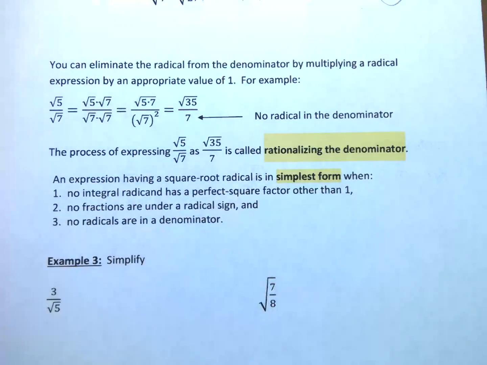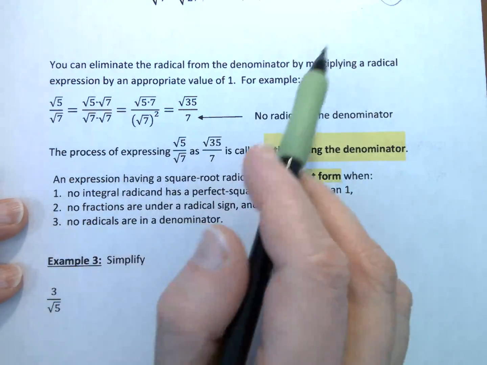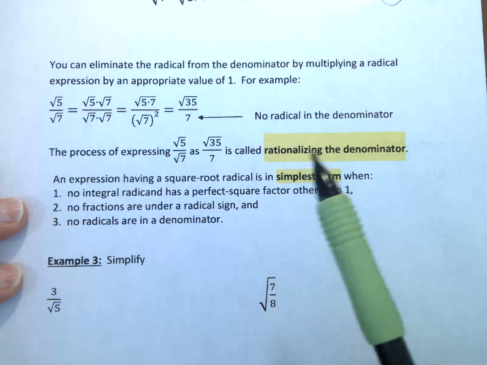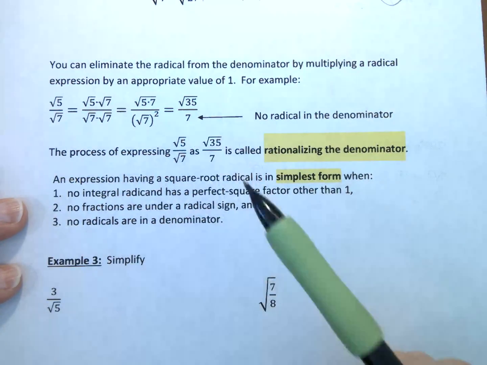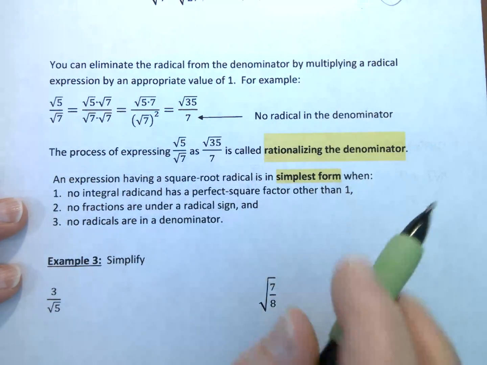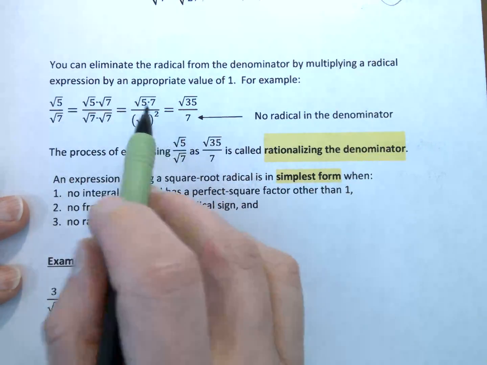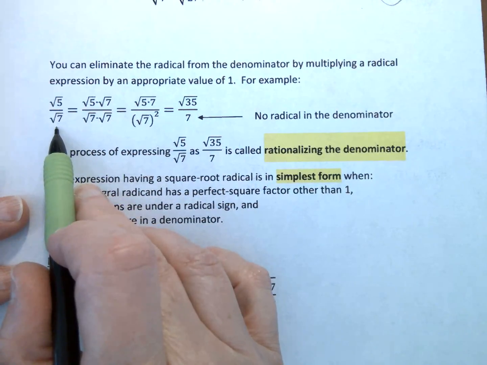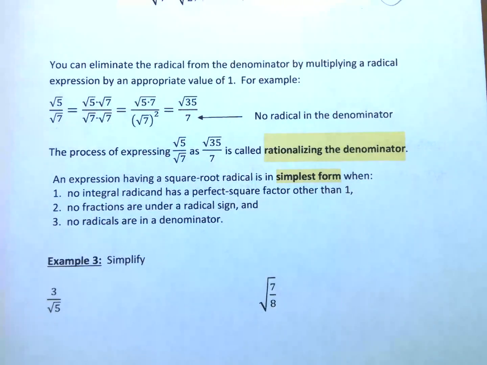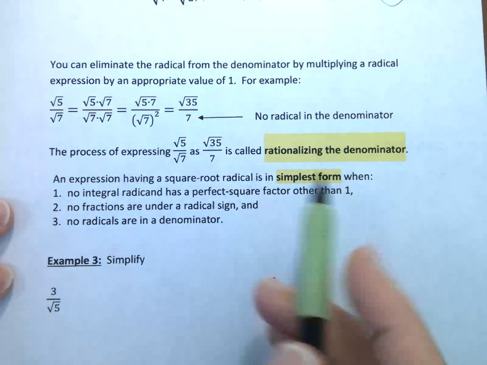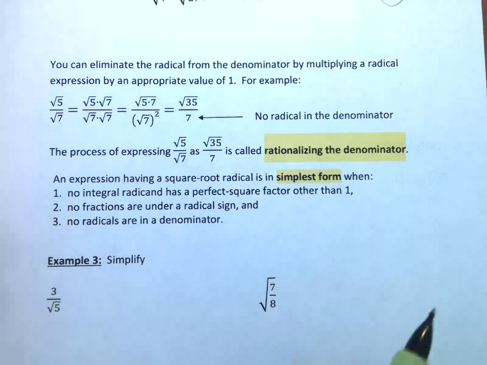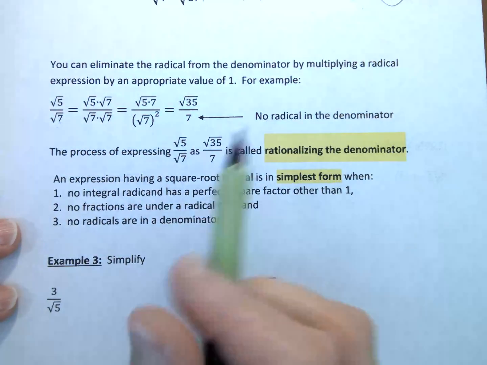Okay, you can eliminate the radical from the denominator by multiplying a radical expression by an appropriate value of 1. Okay, so basically what this is saying is that technically we're not allowed to have a radical in the denominator because it's considered to be irrational, and we don't like irrational numbers. So if we end up with a radical in the denominator, there's a process that we go through and it's called rationalizing the denominator. We're making sure that this is rational. And this is the process that we go through.